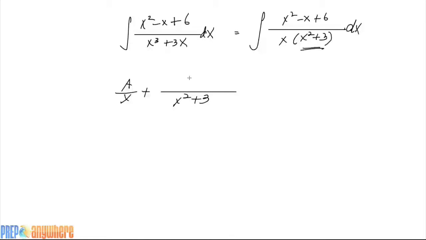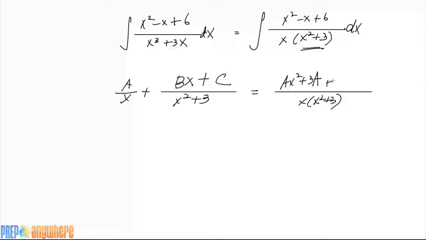And we need to put a degree 1 polynomial at the top here. So Bx plus C. Okay, let's combine that. So x times x squared plus 3. Okay, so you get Ax squared plus 3A. Here you're going to get Bx squared plus Cx.